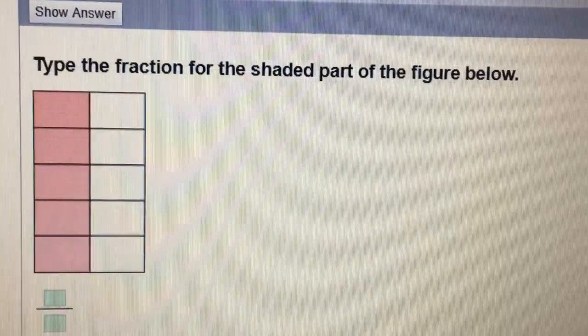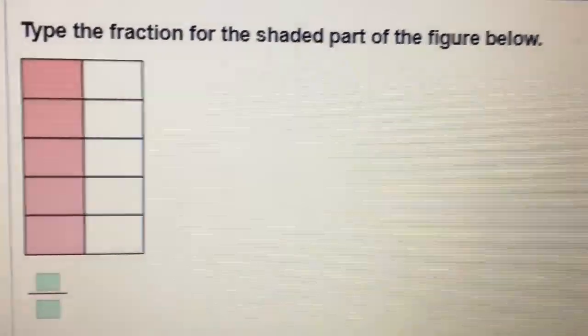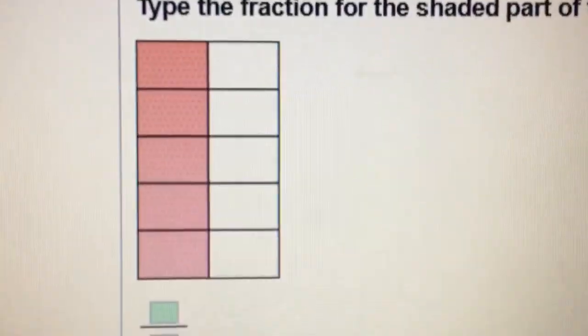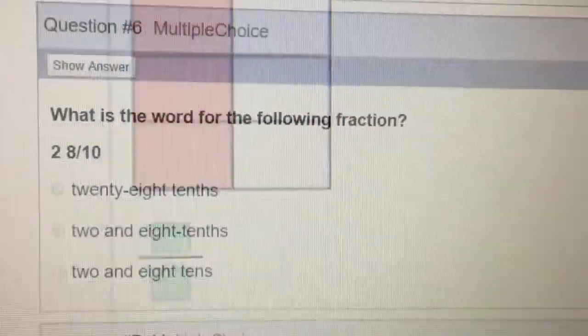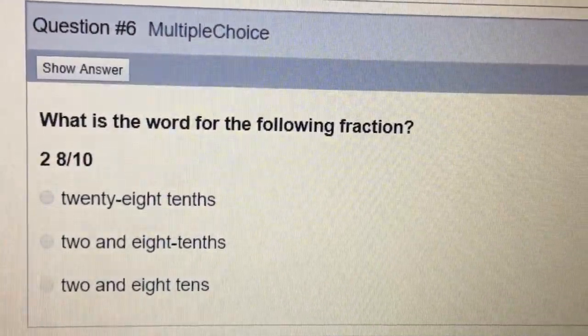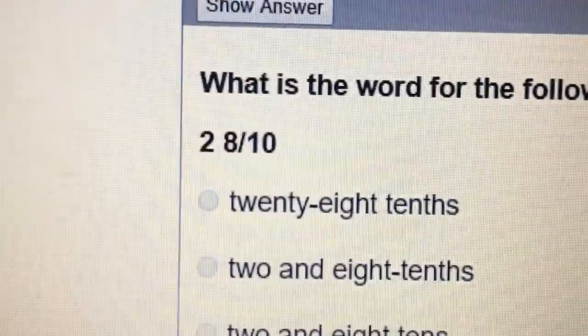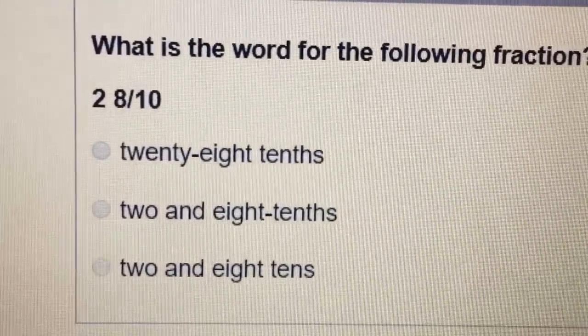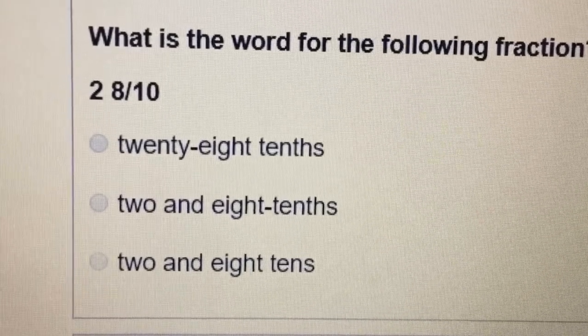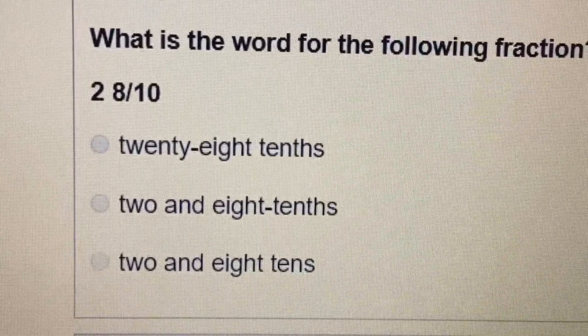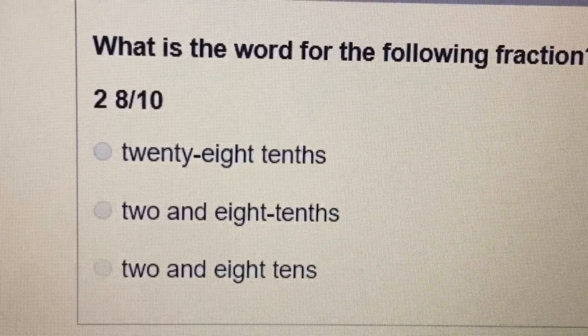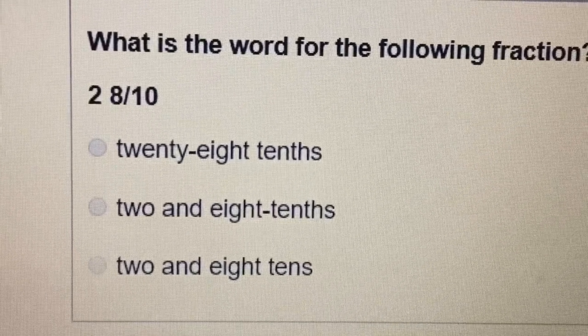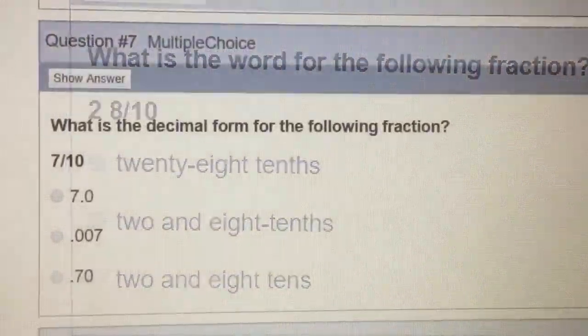Question 5. Type the fraction for the shaded part of the figure below. So you're going to type in your denominator down there and then type in the numerator on the top. Question 6. What is the word for the following fraction? 28 tenths, 2 and 8 tenths. Question number 7.